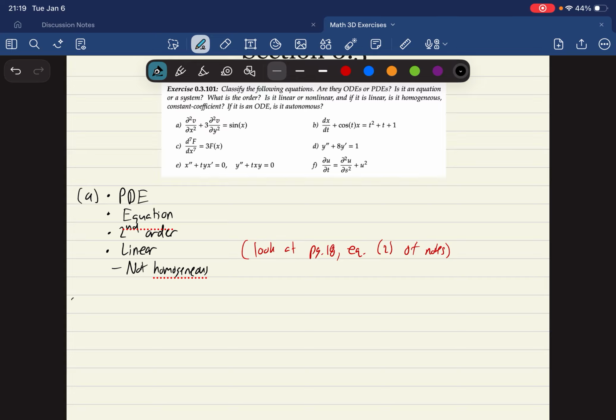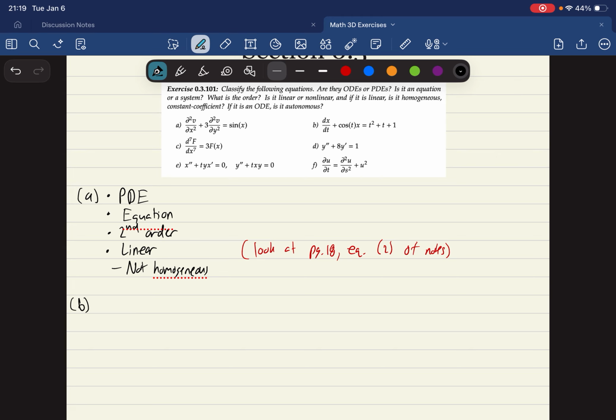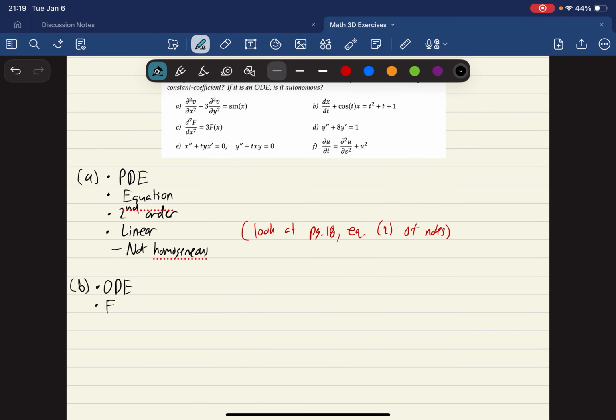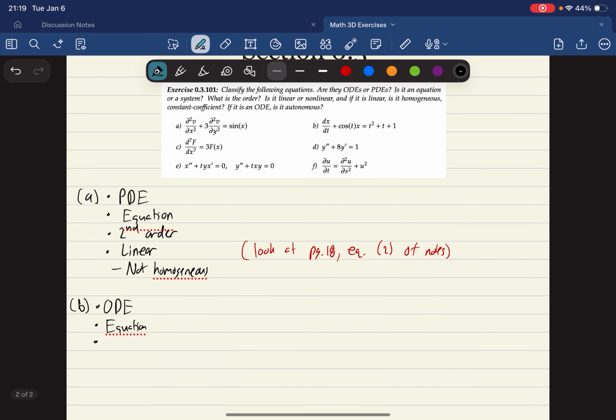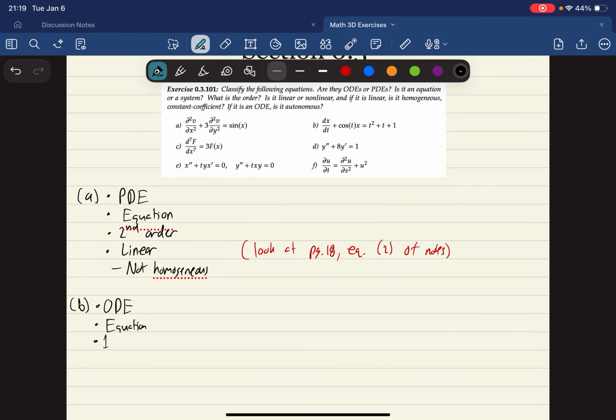For part B, okay, so there are no partial derivatives occurring here, so this is an ODE. This is just a single equation, not a system. And what else? The order. Well, here we only have a single derivative occurring, and it's first order, so this is first order.